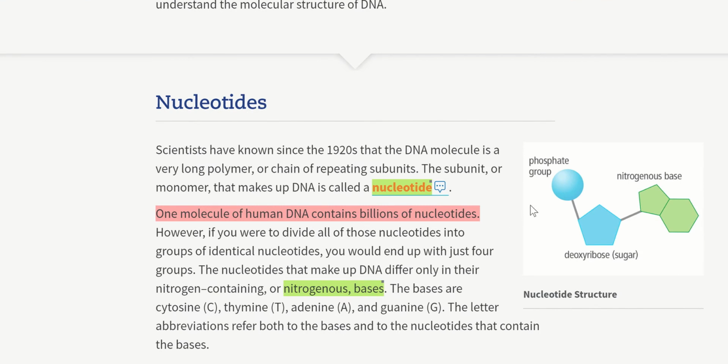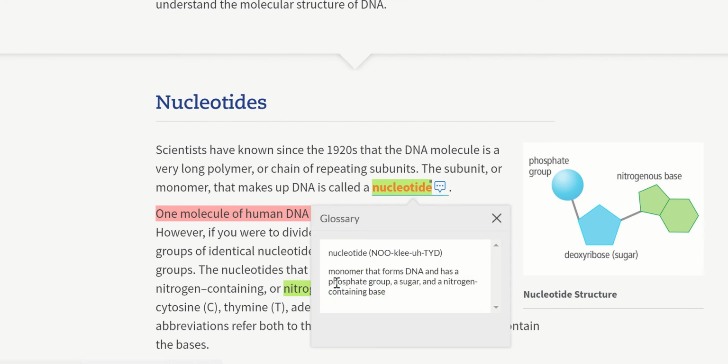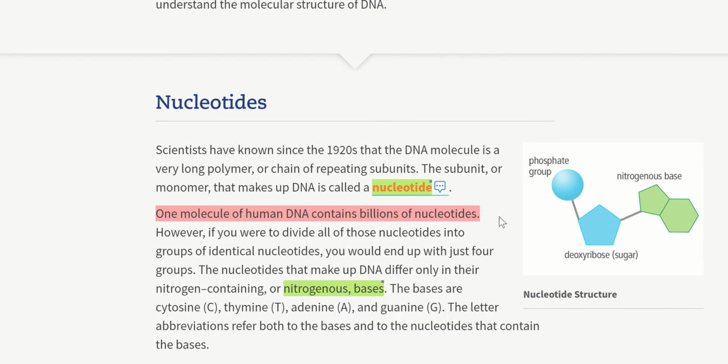The first thing you need to understand is DNA is made up of building blocks, and these building blocks are called nucleotides. It is a monomer that forms DNA. It has a phosphate group, a deoxyribose sugar, and one of four nitrogen bases. We'll talk about those four nitrogen bases today. One molecule of human DNA contains billions of nucleotides, and you'll see how this works.